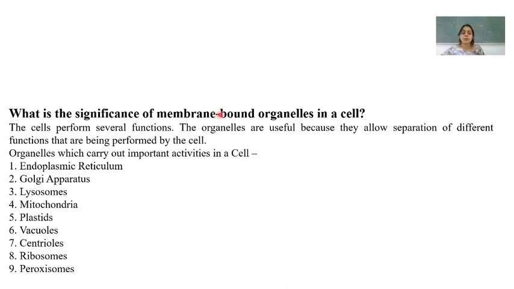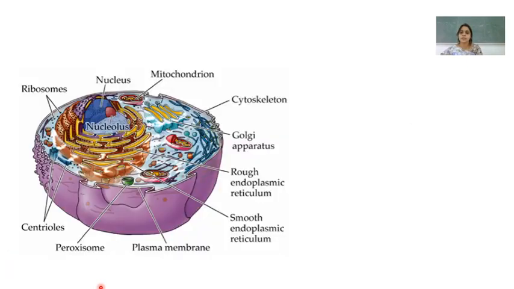What is the significance of membrane-bound organelles? So in the cytoplasm there are organelles, right? Cells perform several functions. These organelles are useful to carry out all those separate functions. The organelles are endoplasmic reticulum, Golgi, lysosome, mitochondria, plastids, vacuoles, centrioles, ribosomes, peroxisomes. So we have to learn all these organelles. Here's an image for you where all these organelles are present, or you can go through your previous class notes. In each standard also I've written all this structure.